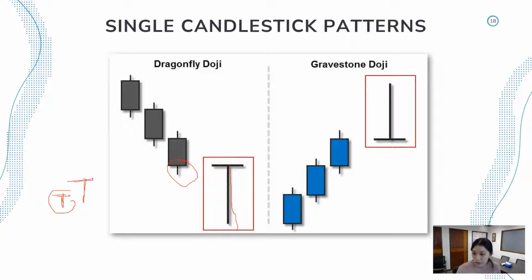So for example, if this is a weaker wig here, we are expecting there will be a stronger bullish reversal, right?